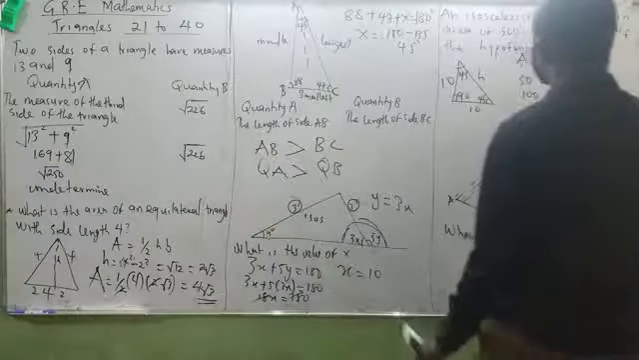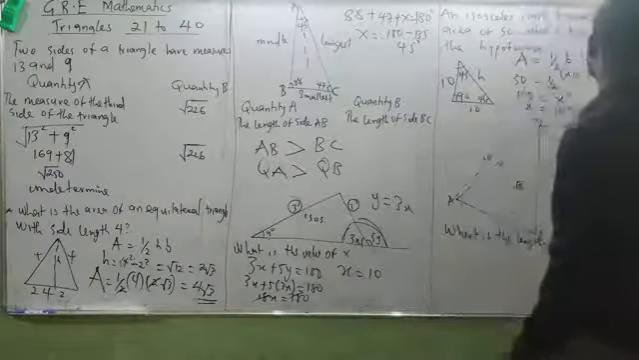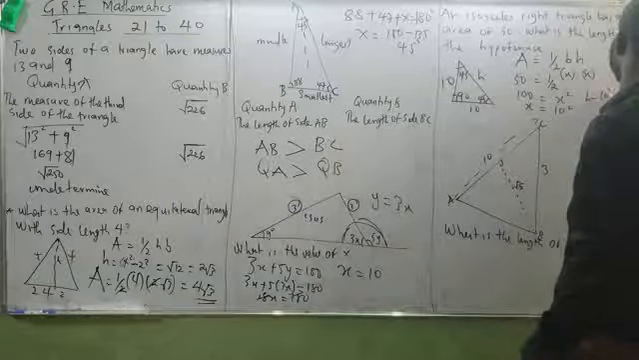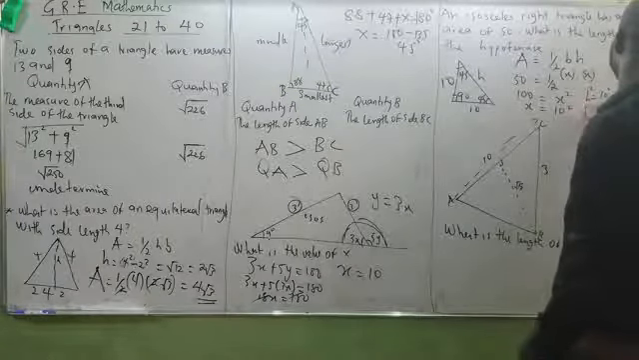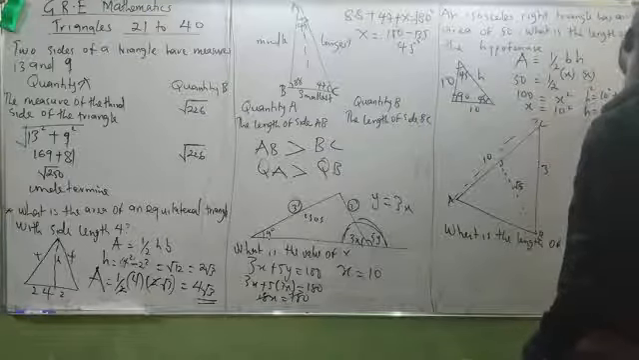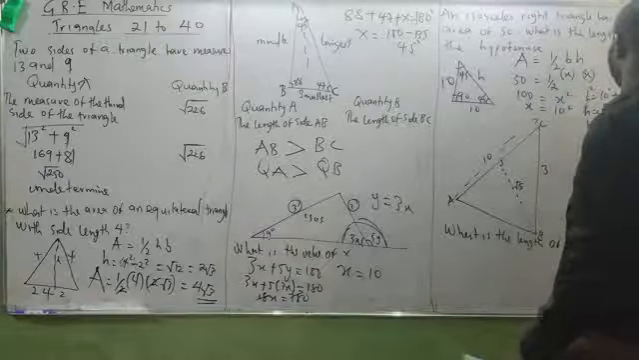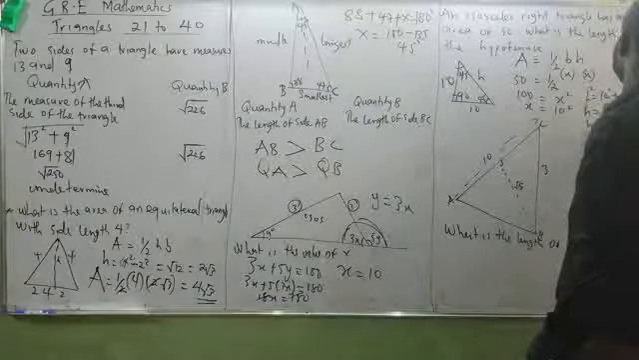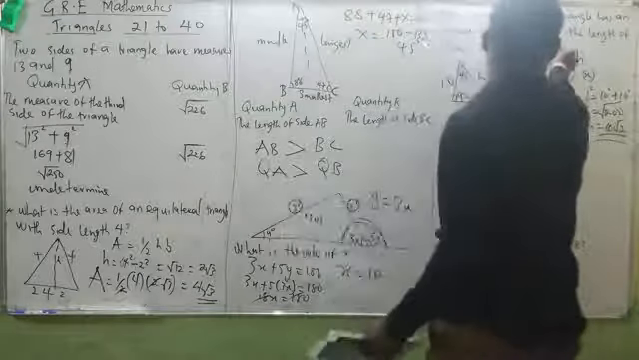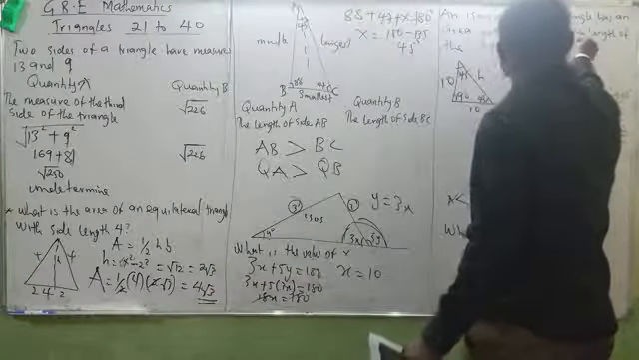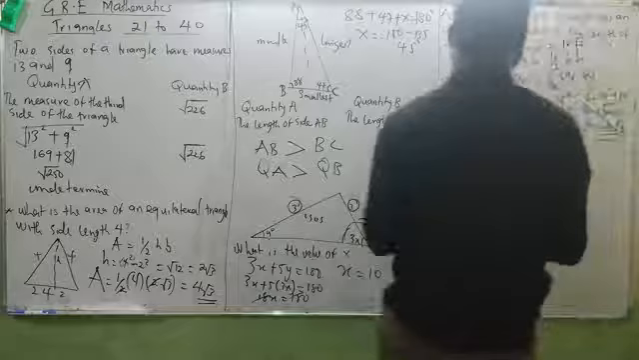Hypotenuse equals 10 squared plus 10 squared, so hypotenuse equals root of 200, which is 10 root of 2. It means my hypotenuse is 10 root of 2. That is the answer.